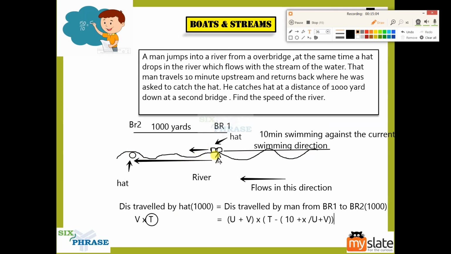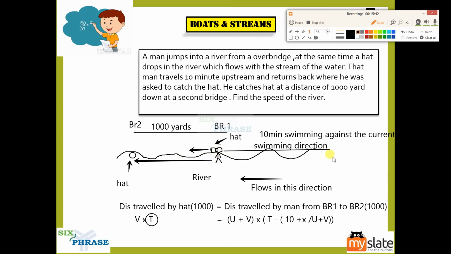While this man goes here, comes here, and then comes here, at the same time the hat will move from here to here. So T for the hat is here to here. In that time, the man goes to this point, comes back to BR1, and then again comes back to BR2. By the time the hat moves from BR1 to BR2, this man goes to the right hand end, comes back to BR1, and again comes back to BR2. That is why T. But here we just need the third segment of the man.